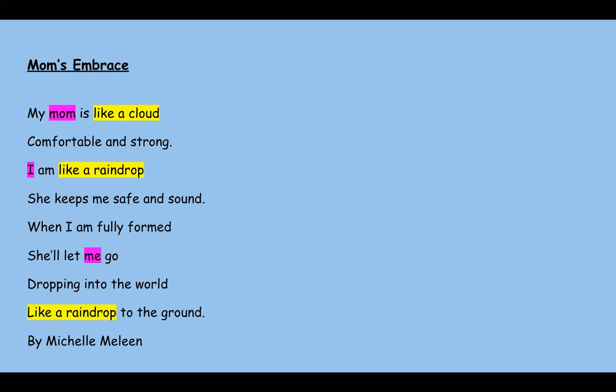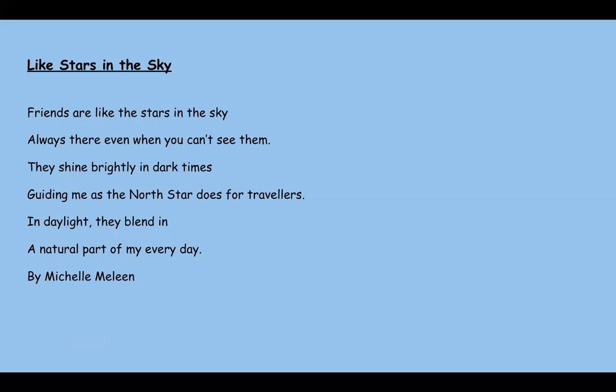And you can pause and take your time to check out the highlighting and the pairs, the partners of the noun and the similes in this poem. Like stars in the sky, you'll notice I haven't highlighted anything. So as you're listening to this poem, try and think about where the simile is.